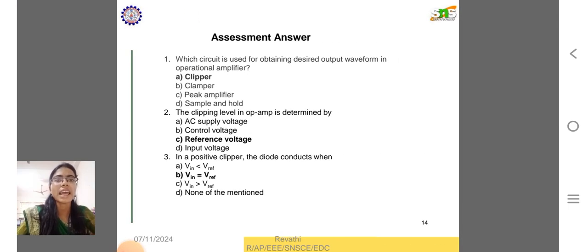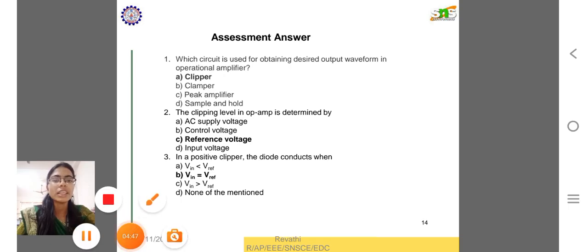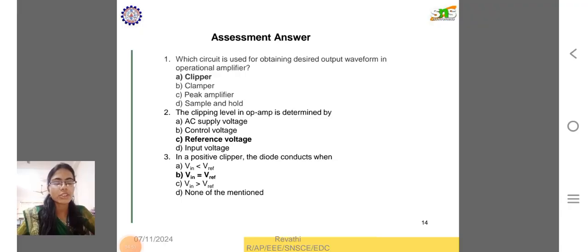The assessment answers are: the first one is clipper, and the clipping level in the operational amplifier is the reference voltage. In a positive clipper, the diode conducts when V in equals V reference. The clipper circuit is also known as a wave shaping circuit, and the device used for wave shaping is the diode circuit.